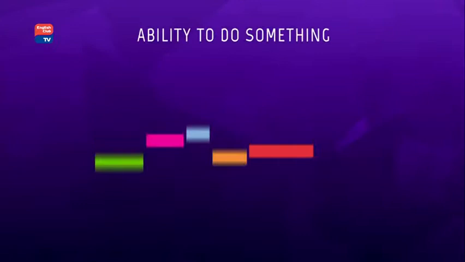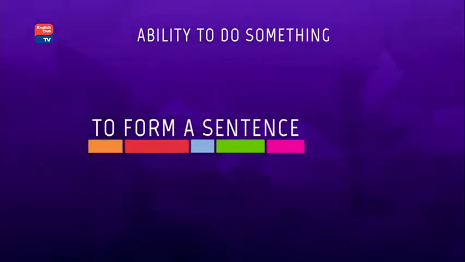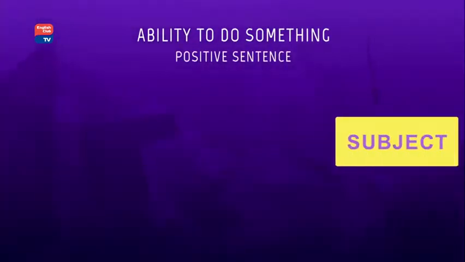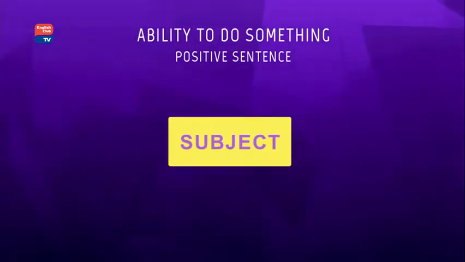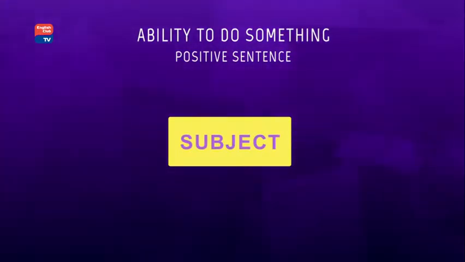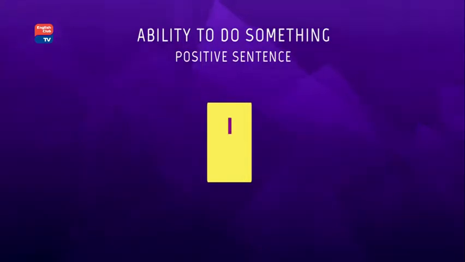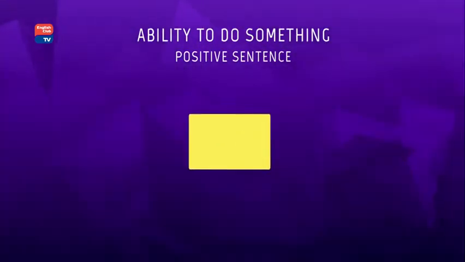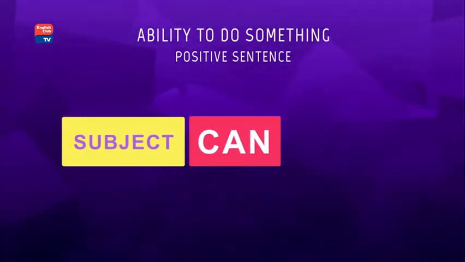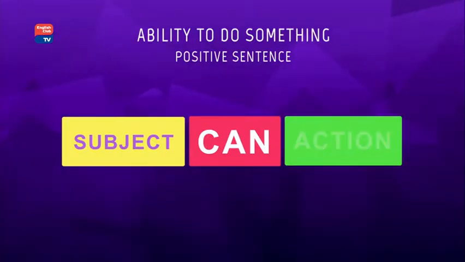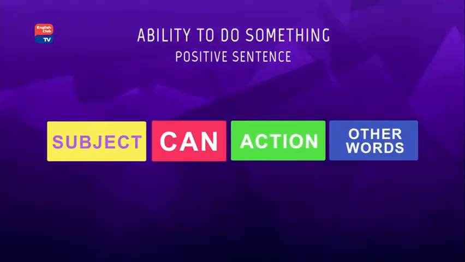If we want to express our ability to do something, we use the following sentence structure. First, we mention the subject, in other words, the person, people, or thing. For example, I, we. After that, we add the helping word can, then the action word, and later all the other words you need.